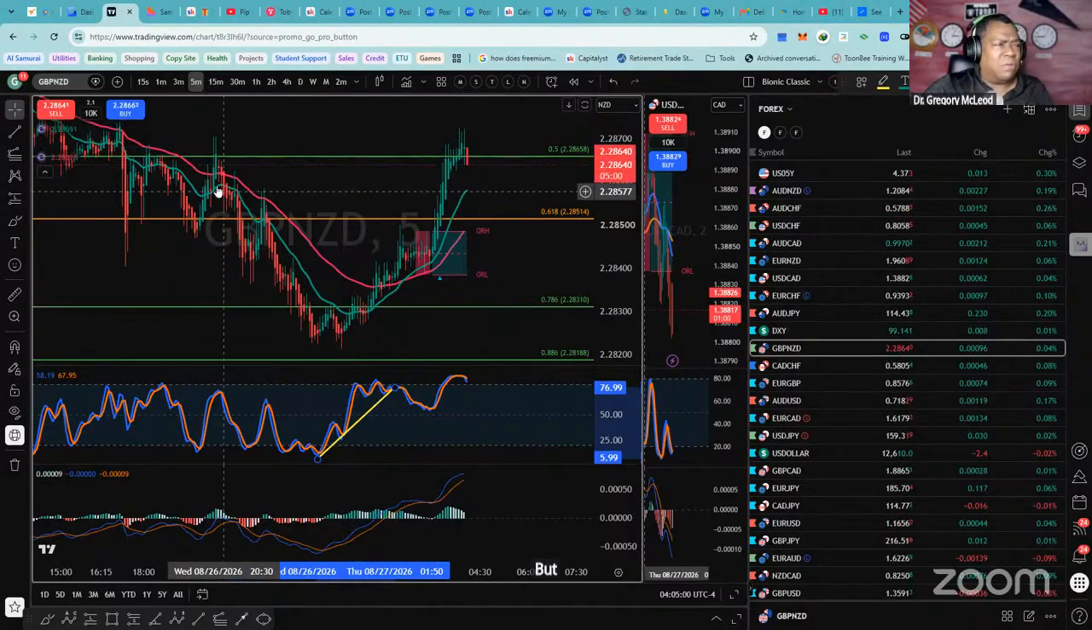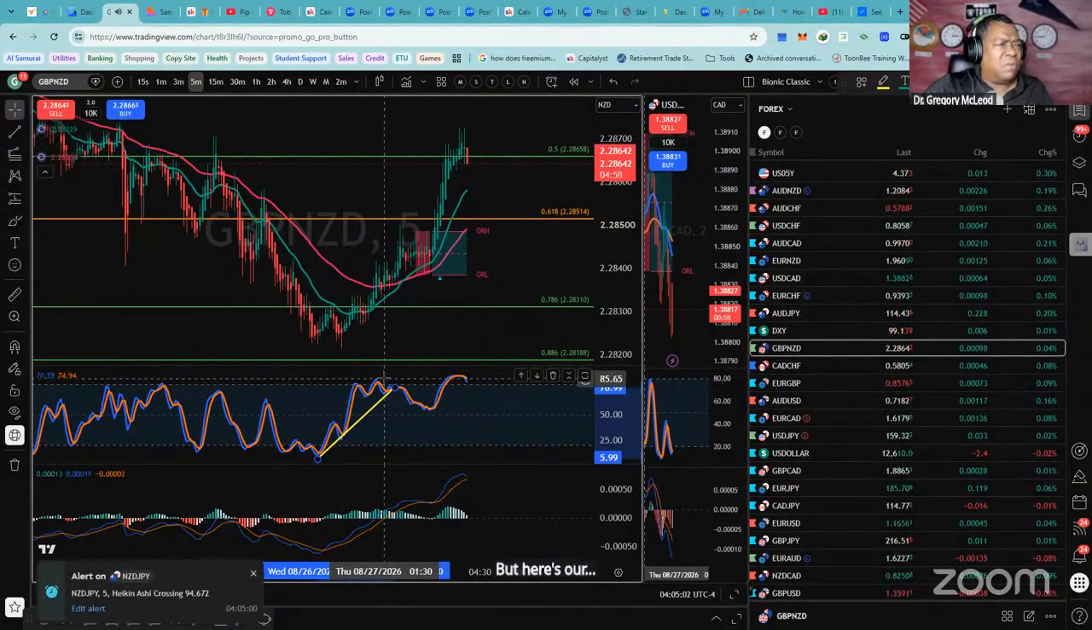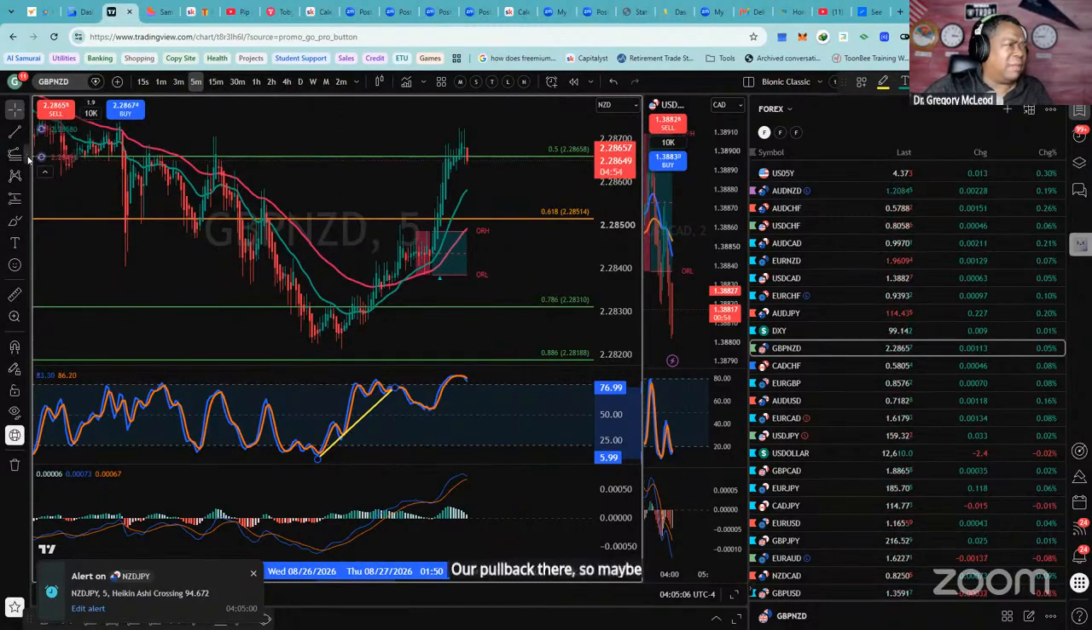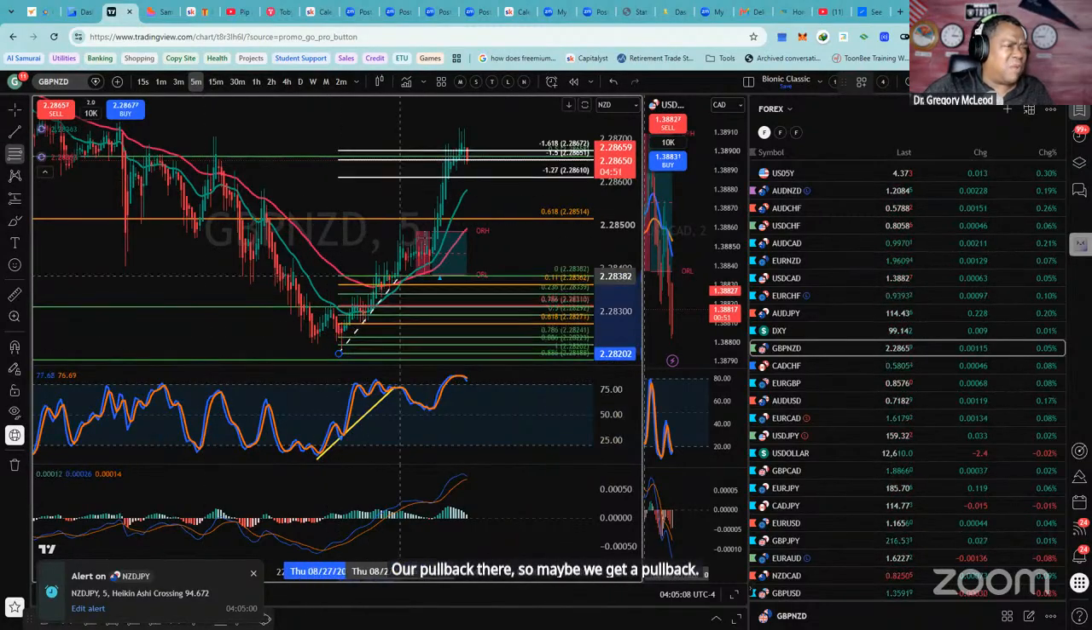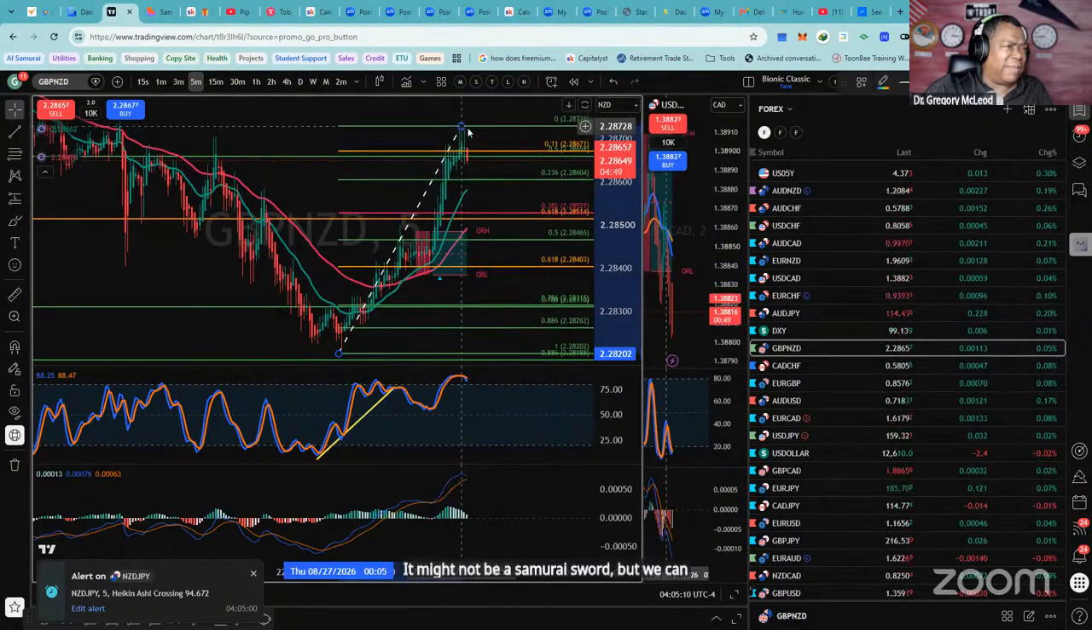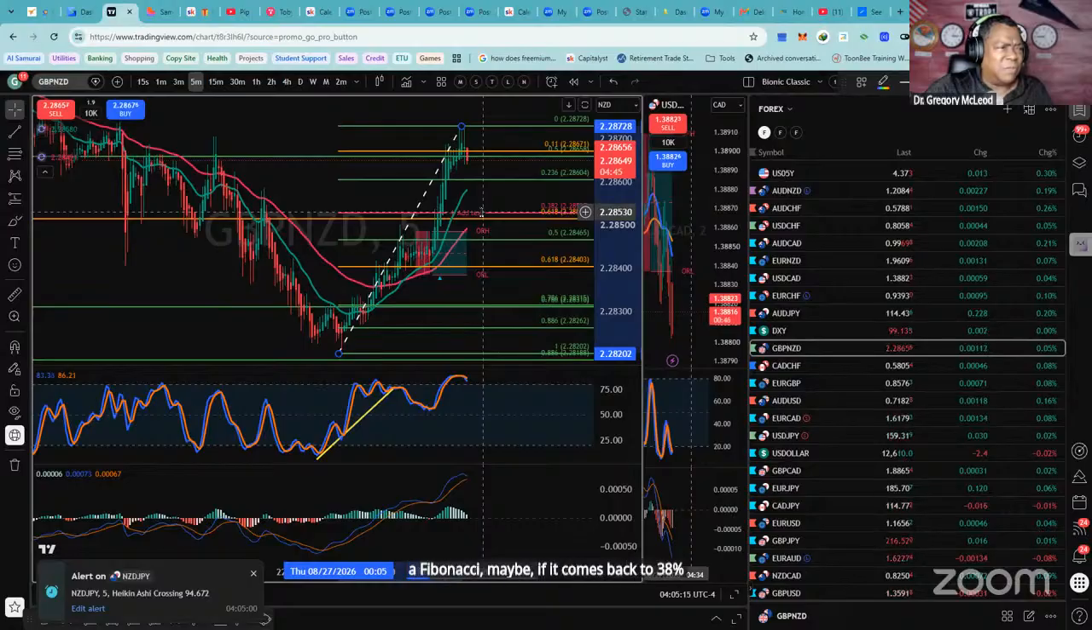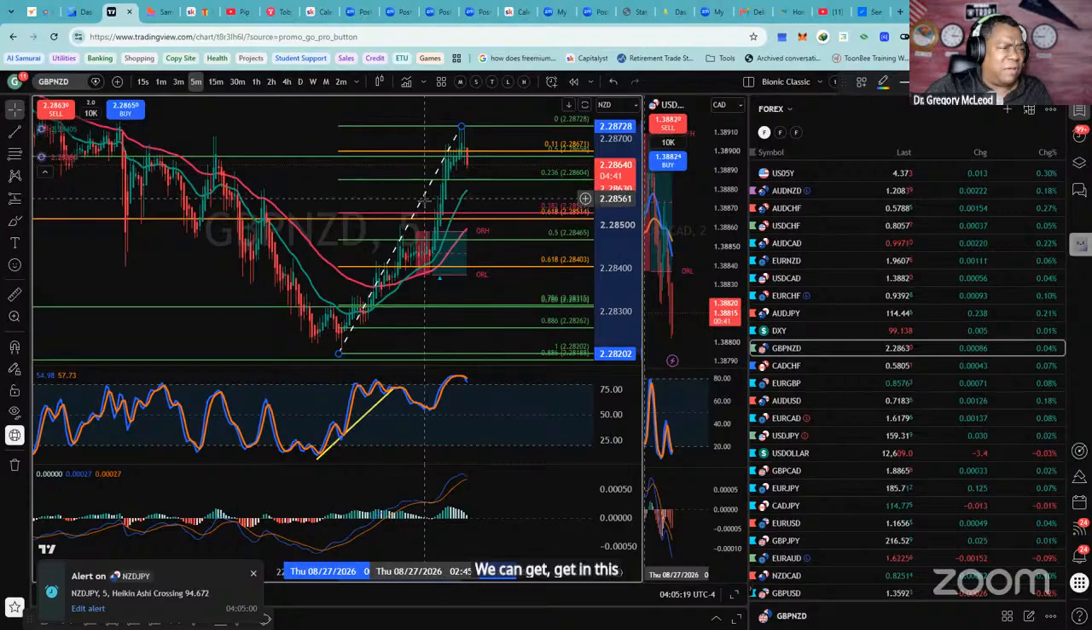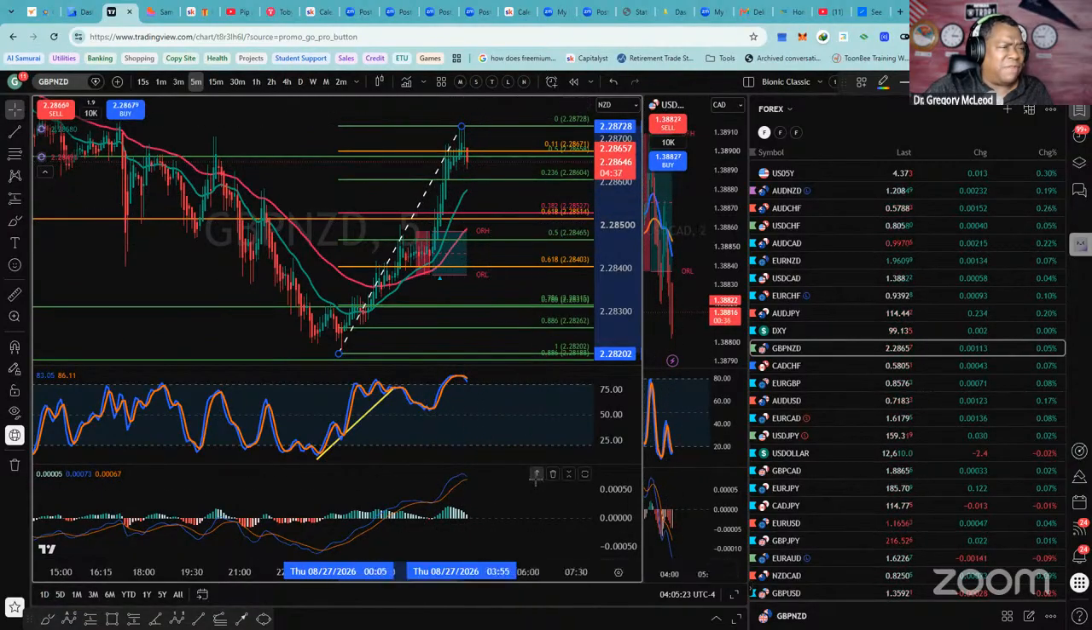But here's our pullback there. So maybe we get a pullback. It might not be a samurai sword, but we can do a Fibonacci. Maybe if it comes back to 38% retracement, we can get in this trade for wave. Maybe this is a 3, 4, and maybe a 5.